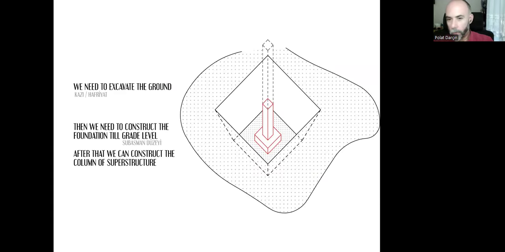Once we do the excavation, we can do the construction of the footing and the foundation column. After that, once we are at the grade level, we put all the earth back, and we can continue the construction of the superstructure, the upper column.